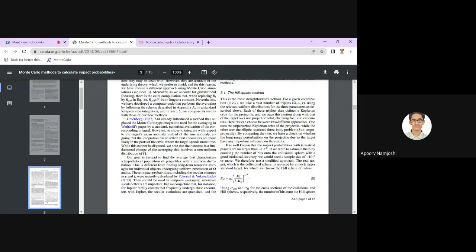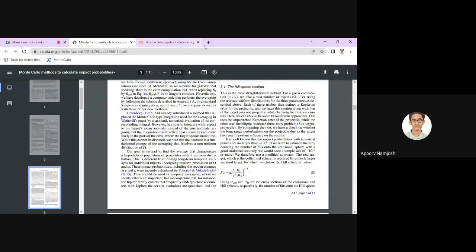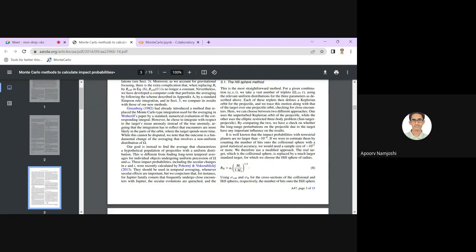Okay, so in this method, they are using the Hill sphere, and the Hill sphere is basically a region around the planet within which it can effectively attract a satellite, and it is not affected by perturbations from other larger objects. It is well known that impact probabilities with terrestrial planets are no larger than roughly the order of 10 raised to minus 8, and therefore they are using the Hill sphere, which is a much larger region.